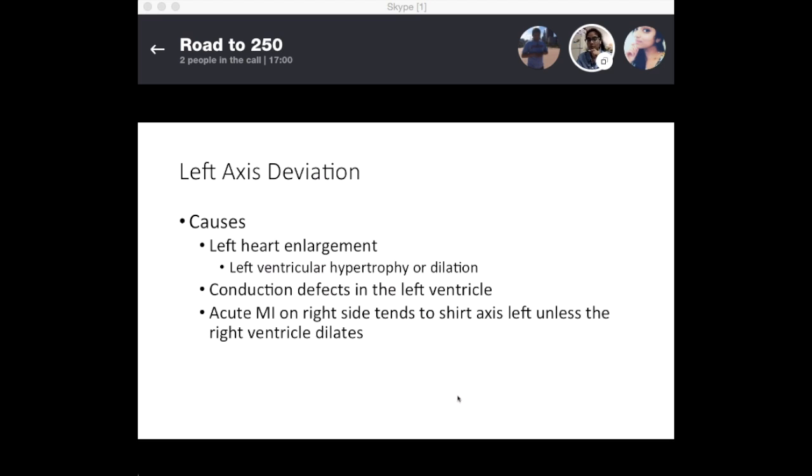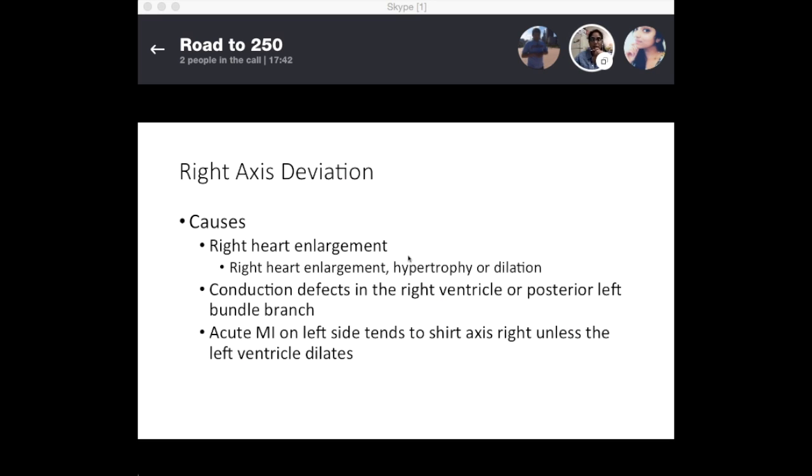If the patient's having some other symptoms, you have to look somewhere else. But if you do determine a left axis deviation, we need to think about the causes. The causes could be a left heart enlargement, which could be left ventricular hypertrophy or dilation. They could have conduction defects in the left ventricle, or they could have an acute MI on the right side, which tends to shift the axis left unless the right ventricle dilates. So if the acute MI is on the right side, it's going to tend to show a left axis deviation.